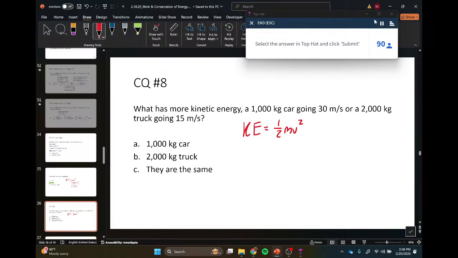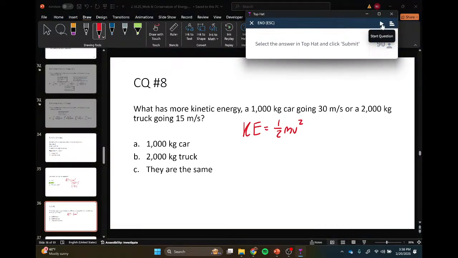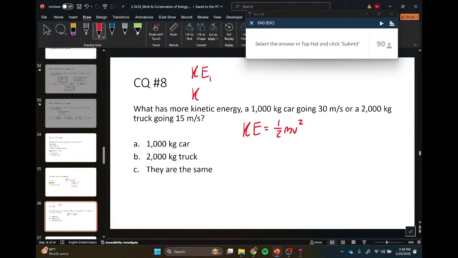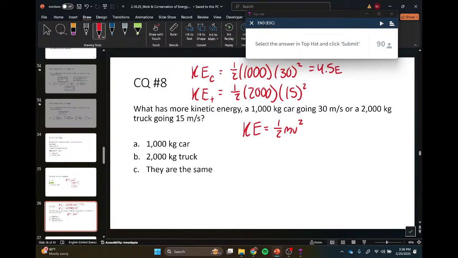All right, so the most straightforward way of doing it, the most blunt, obvious way, is to literally just calculate it. I gave you all the numbers you need. You can just straight up calculate this if you want. So for the car, it's 1/2 times 1,000 times 30 squared. For the truck, it's 1/2 times 2,000 times 15 squared. This one's going to be some silly large number because vehicles have a lot of energy with them, which is why they're so scary.